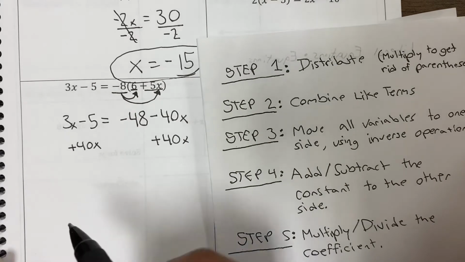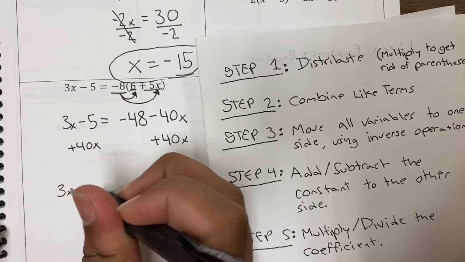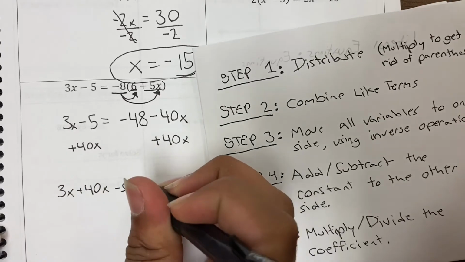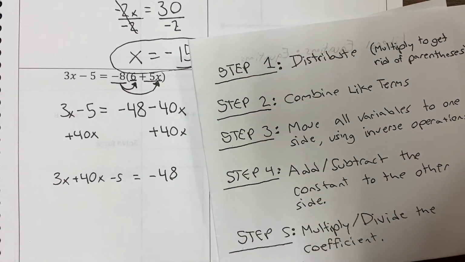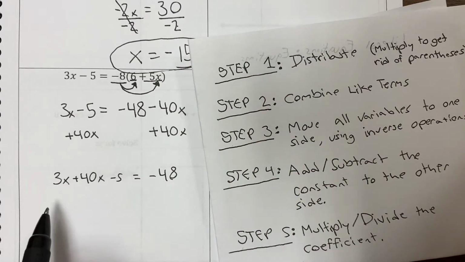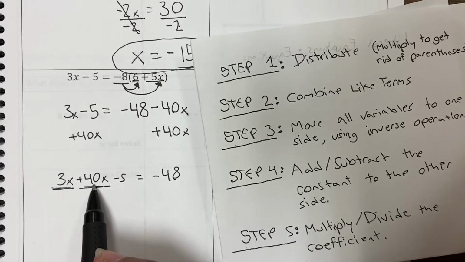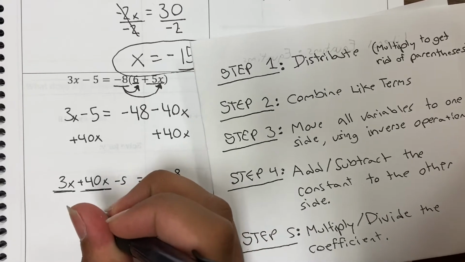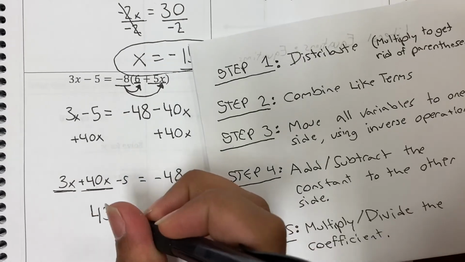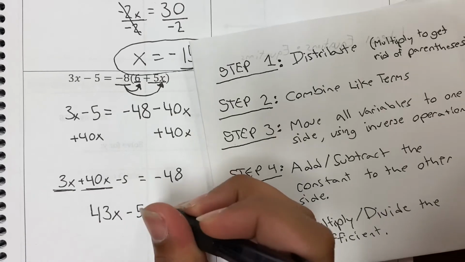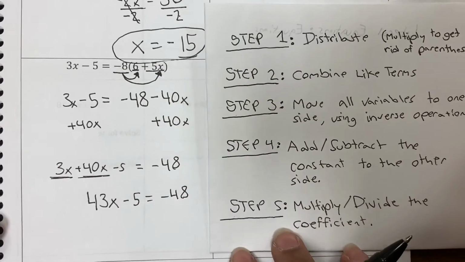So now we have 3x plus 40x minus 5 equals negative 48. I'm able to easily combine 3x and 40x because I know 3 plus 40 gives me 43. So I have 43 x's right here. Minus 5 equals negative 48. I just brought it down.